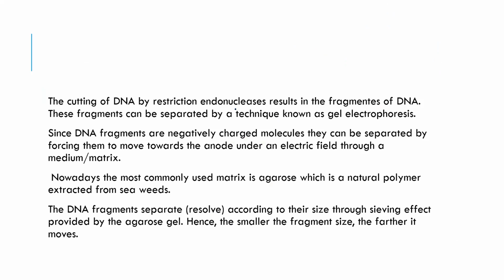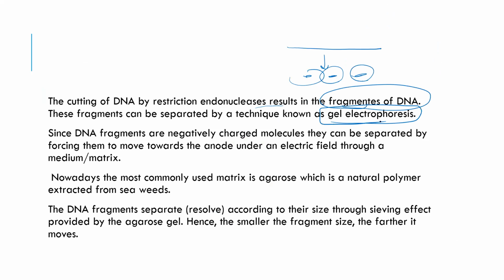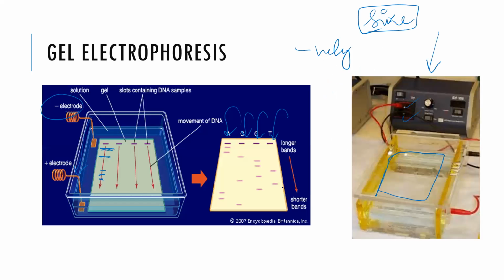So the cutting of DNA by restriction enzyme results in fragments of DNA. Obviously, when you cut a DNA by restriction enzyme, it will lead to fragments of DNA because you're cutting them. How to separate these fragments? They can be separated by a technique called gel electrophoresis. Since DNA fragments are negatively charged molecules, they can be separated by forcing them to move towards the anode under an electric field through a medium or matrix. Nowadays, the most commonly used matrix is agarose. So the gel that we use here is an agarose gel.